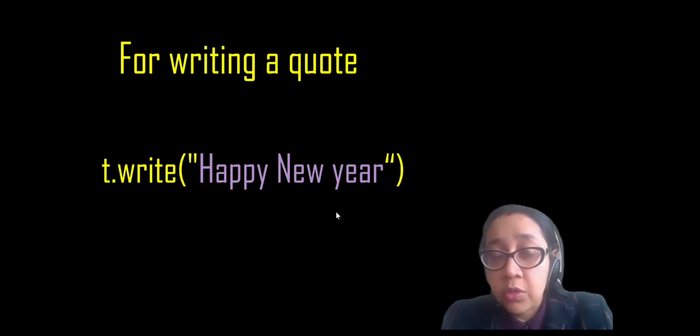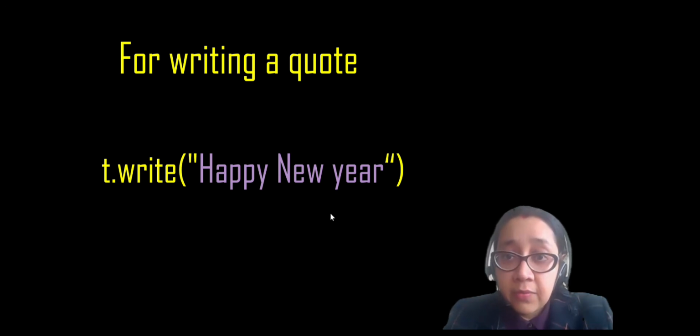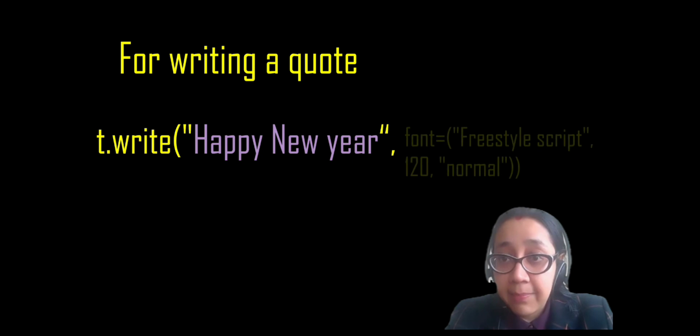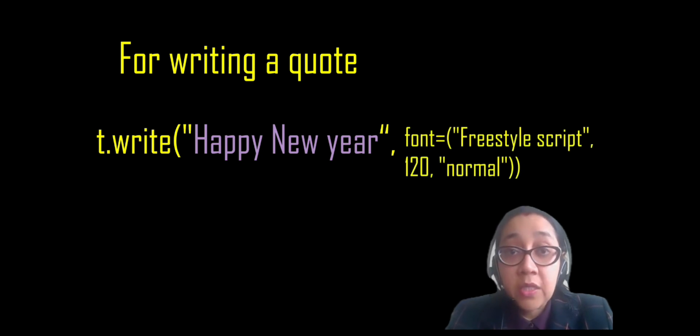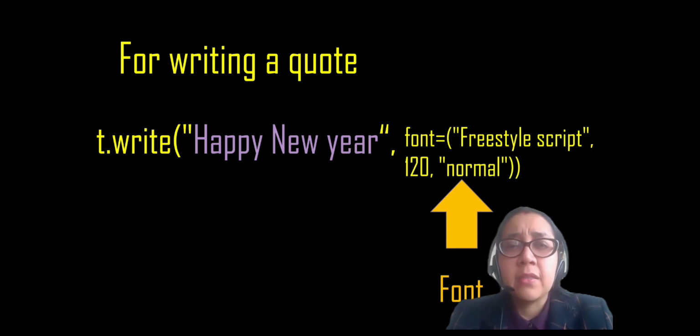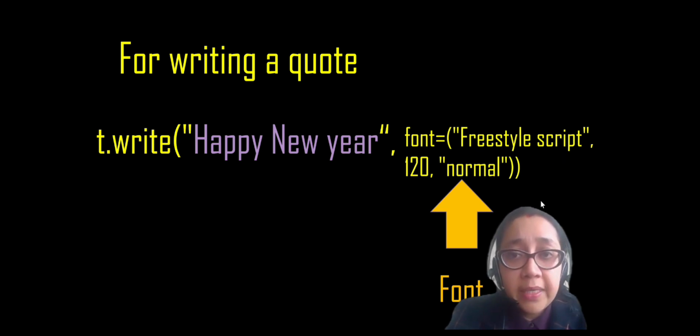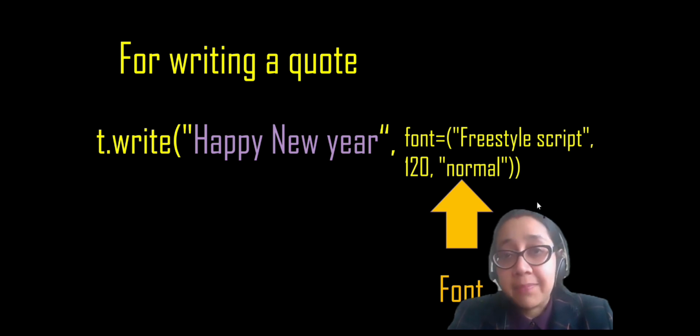If you want to change the font, font size or font color, then you have to use this particular code within the same brackets. Just write font equal to, and then start the second bracket again. Within the bracket, within quotes, you can write the font name. You can take other font names like Calibri or Times New Roman. I have taken the font name as Freestyle Script. And 120 is the font size. I can make it bigger or smaller as I wish. And then I put quotes as normal. Instead of normal, I can write bold, italic, or anything.